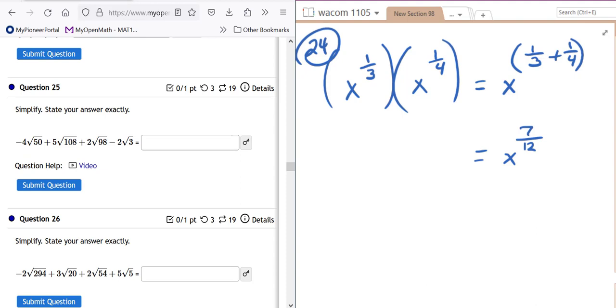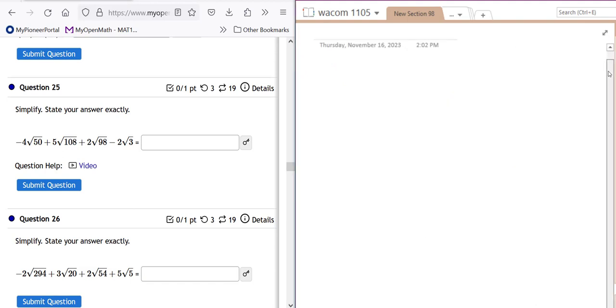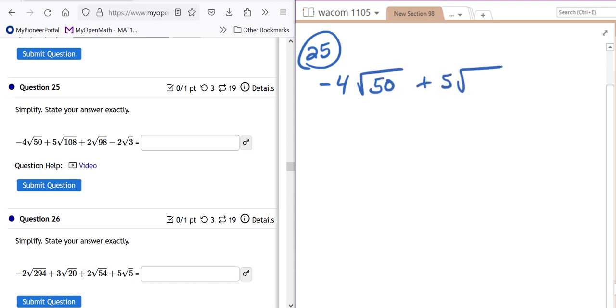And these are the same kind, so I'll just do one of them. You are adding or subtracting radicals, and they have to be what's called like radicals, which means your piece under the radical has to be the same, and they have to be the same index. Index is the root. All of these are square roots, so that part's okay. So we'll just do 25. Let me write it first. -4 times square root of 50 plus 5 times square root of 108 plus 2 times square root of 98 minus 2 square root of 3.